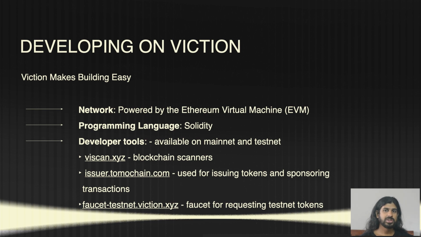But the same issuer is also crucial for using the gas-free functionalities available on Vicin. The gas-free functionalities of VRC25 are available for both mainnet and testnet. You can see the link to the faucet here as well. You can request testnet tokens for building and testing out your products.